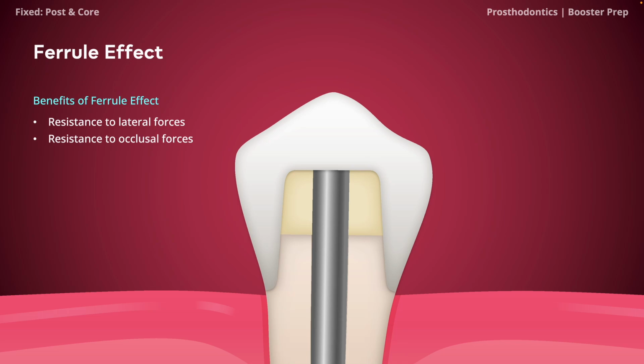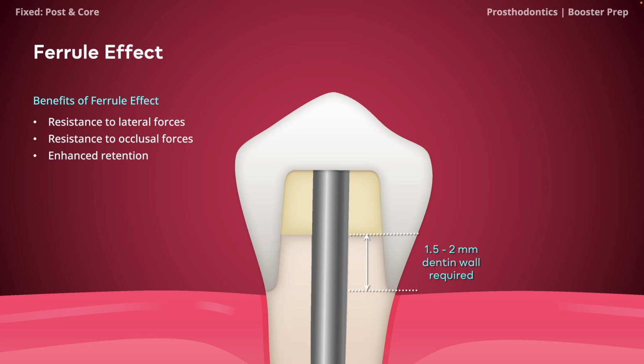By having the ferrule of the crown engage and encircle the remaining tooth structure, any force experienced by the crown will be transmitted to the rest of the tooth and PDL. This will also lead to significantly higher crown retention. And to maximize the benefits of the Ferrule Effect, it's recommended to have at least 1.5 to 2 millimeters of tooth structure above the crown margin.